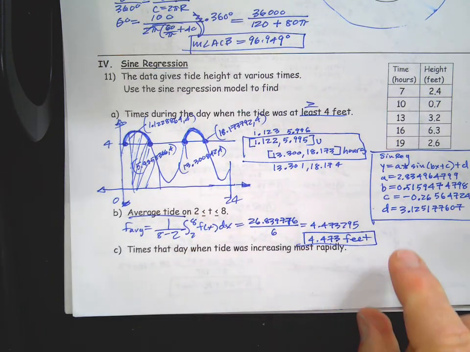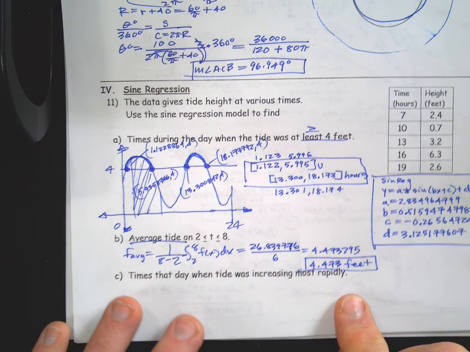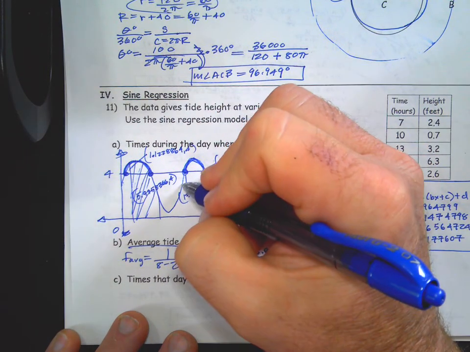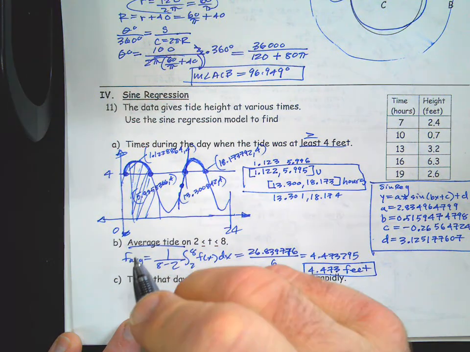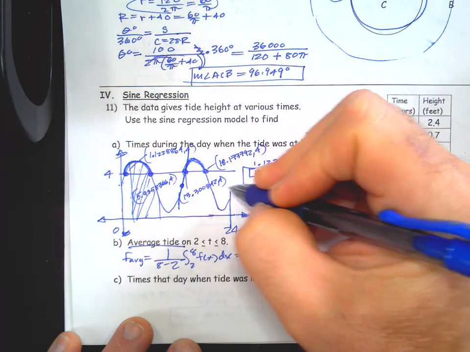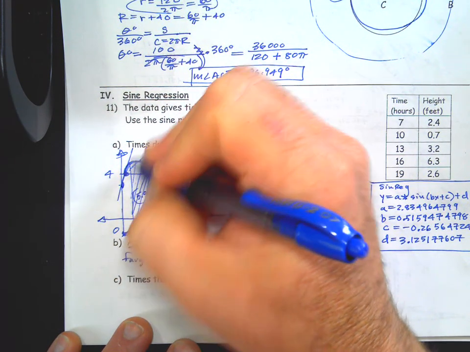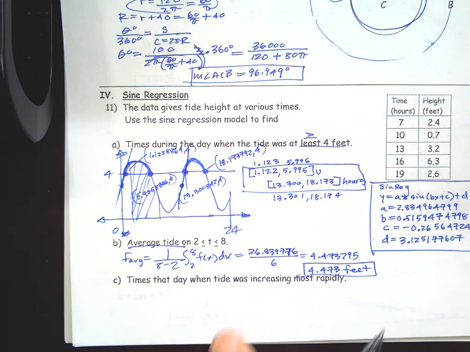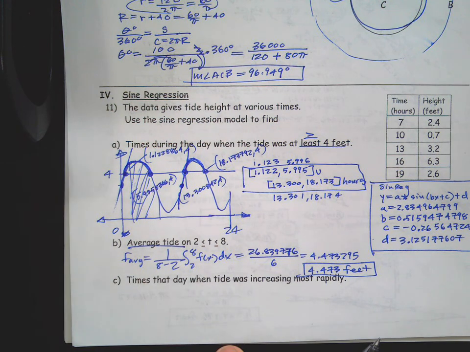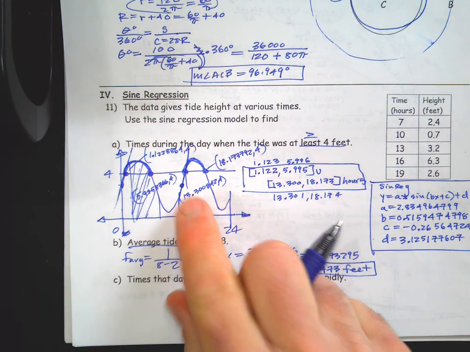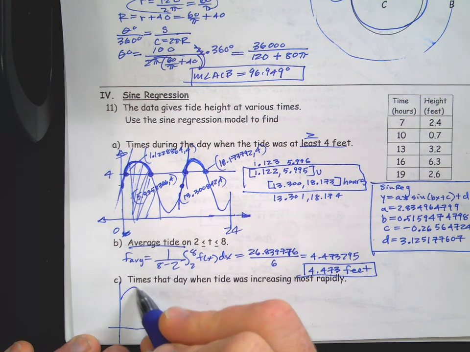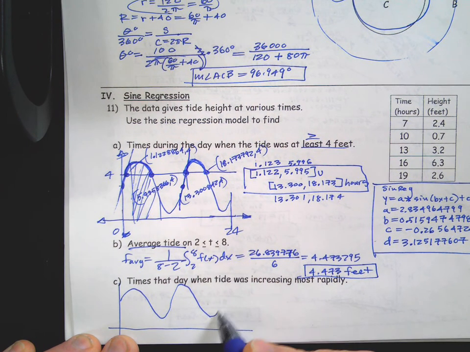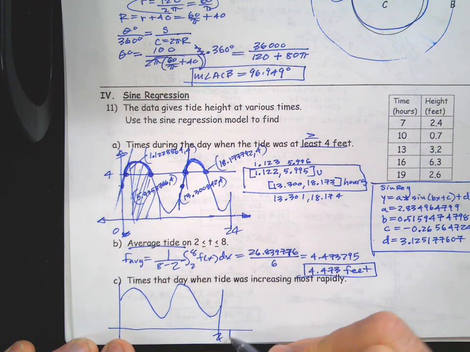Okay, times that day the tide is increasing most rapidly. So when is the slope steepest? It probably happens over here or over here. We'll see. But there's two places. That's max derivative. So what we want to do is graph the derivative. So this is the original graph. We already have a basic idea of things that are going to happen.